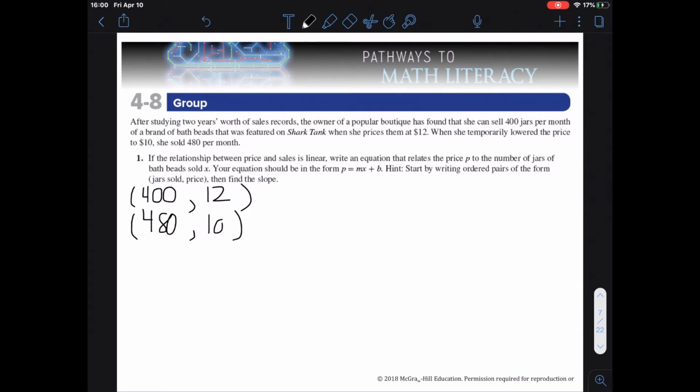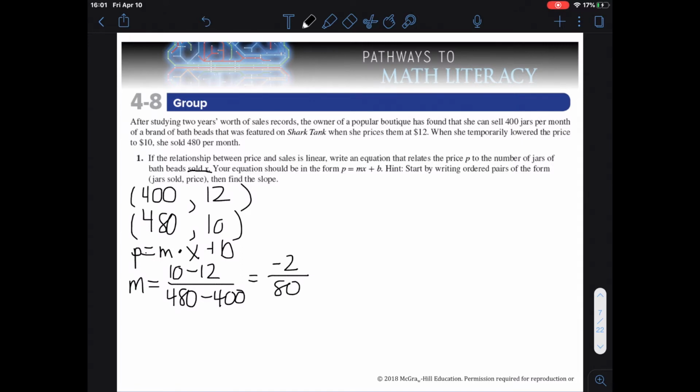So if we want the equation of this line, we've got to find two things. We've got to find the slope and then ultimately that y-intercept, because the price will equal the slope times the number of jars, which is x, plus that value of the y-intercept. So first, let's begin with finding the slope. We look at the difference in prices. Doesn't matter which one you pick to be first. I'll start with the 10, subtract the 12. Then the x value that corresponds to 10 is 480, subtract the 400. So 10 minus 12 is negative 2. 480 minus 400 is 80.